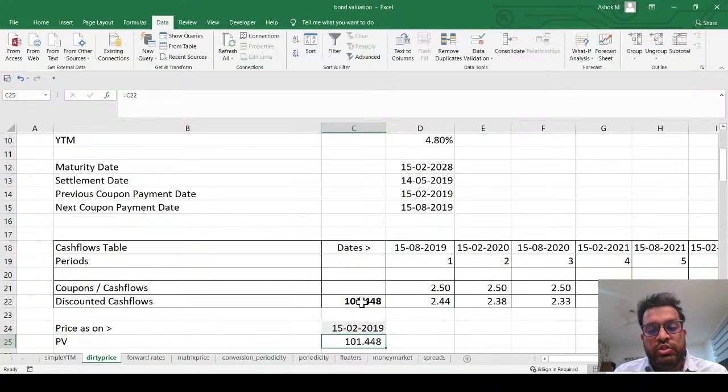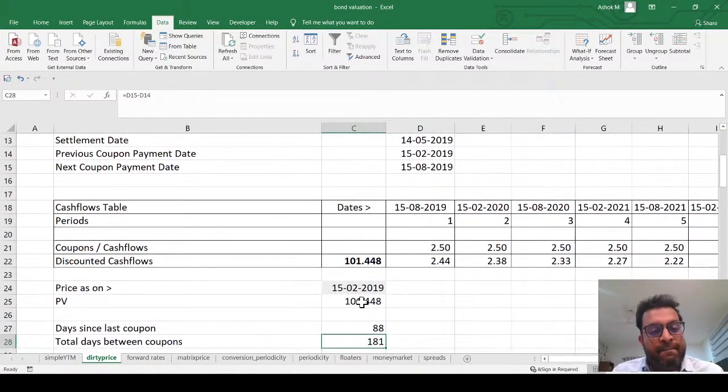So this is the price that we have got. This is not clean price, this is not dirty price. You still have to wait and watch what happens next. So this is just a discounted value on 15th February 2019, or you can say it's a theoretical price. We don't know if this was the trade price or anything. This is the theoretical price from our discounted cash flow table.